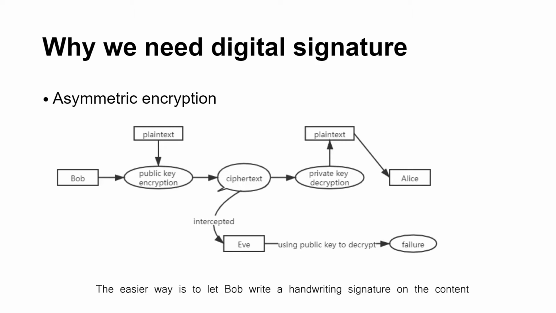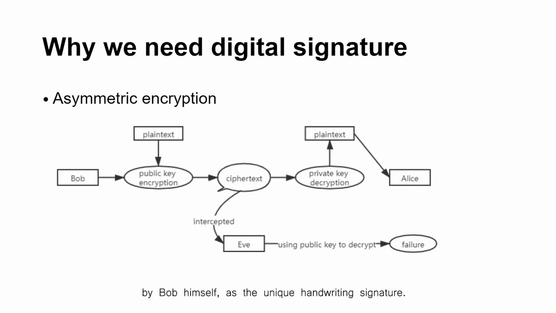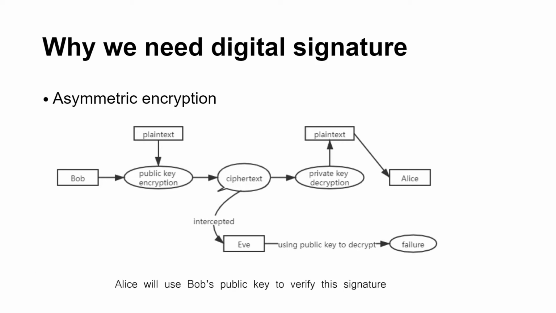The easiest way is to let Bob write a handwritten signature on the content. This is the basic idea of digital signature. Generally speaking, using the private key, which is generated by Bob himself, as the unique signature, Bob uses his private key to compute a signature for the content, sending both the signature and ciphertext to Alice. Then Alice will use Bob's public key to verify the signature.